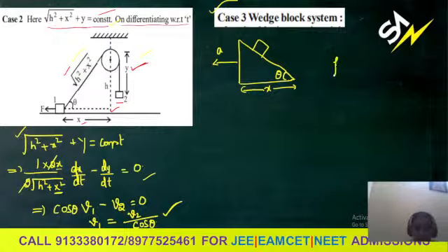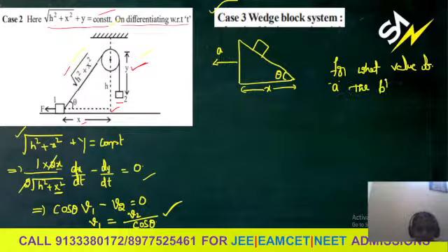So now the question is, for what value of A, which means the acceleration of the wedge, does the block fall freely from the wedge? So what is that acceleration we have to find?